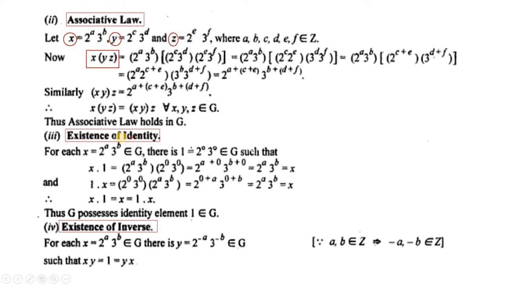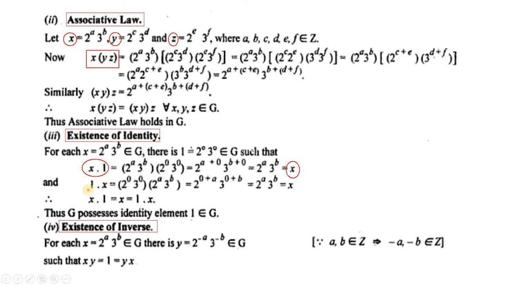Now we check the identity element, that is the multiplicative identity element. Let x is equal to this. In G there is 1 which is equal to 2 power 0, 3 power 0 in G, such that the product of x and 1. Here we will find the product of x and 1 by putting the value and simplifying. We get 2 power a 3 power b is equal to x. Here the value is x.